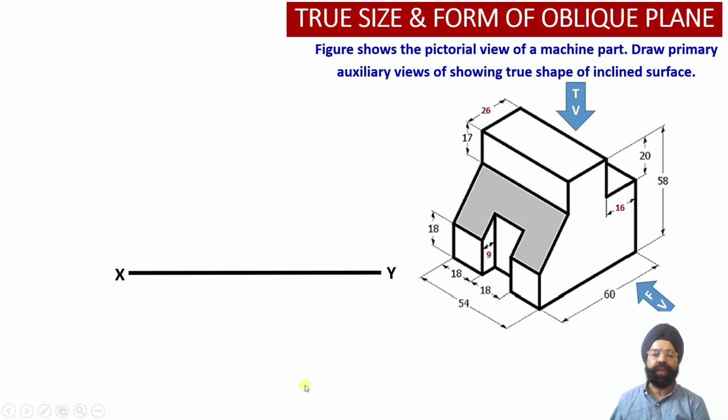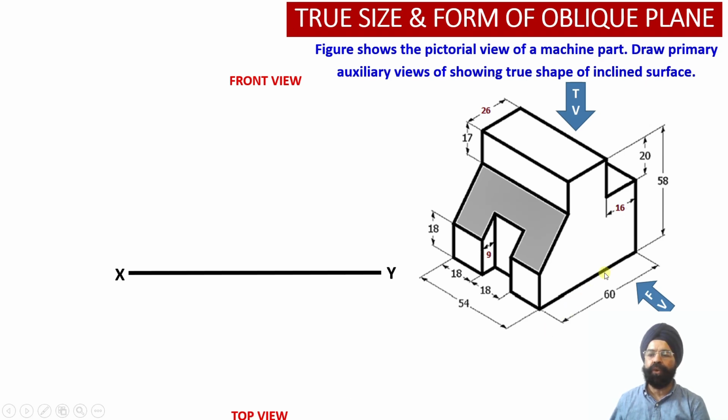So let us proceed with the construction of the front view and the top view projections of the solid. Here we have the XY reference line. The front view of the solid we are going to project above the XY reference line, while the top view will be projected below the XY reference line.